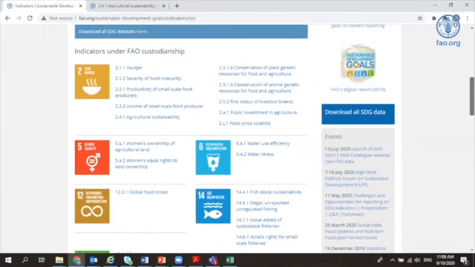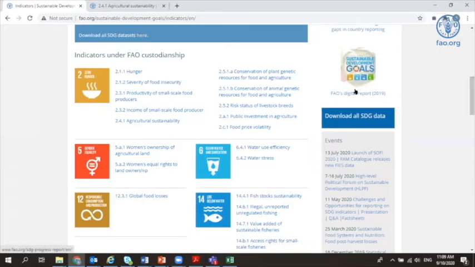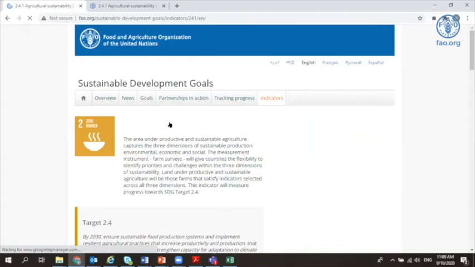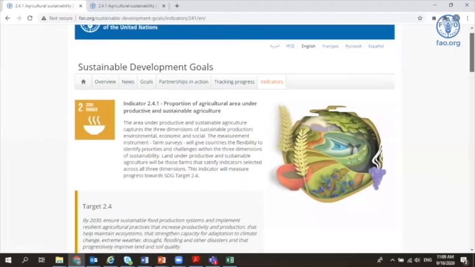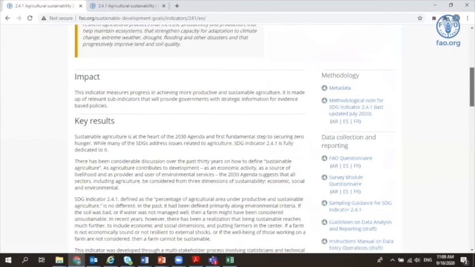What you need to do is basically pick any indicator, as we are discussing, SDG 2.4.1. So I will click this indicator, and it will take me to a dedicated page of SDG 2.4.1. Once you scroll down, you will see all the necessary documents that we have been talking about throughout our presentations over the course of the past 2 days. You can find it here, and just by clicking on these documents, you can readily download them.